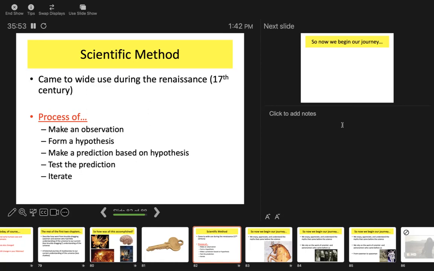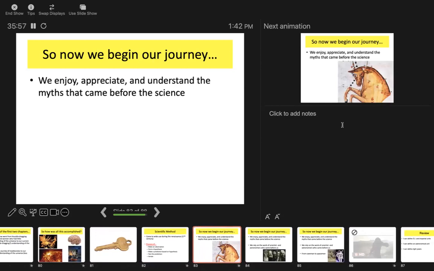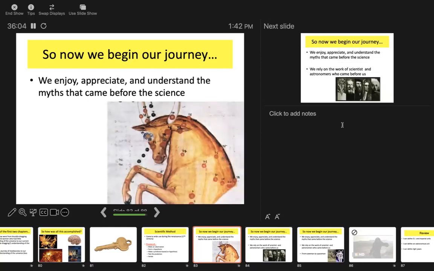Are we okay on the slide? Scientific method. All right, so let's start our journey. We enjoy and appreciate these stories. I mean, there are good stories, right? We understand the myths that came before the science, right? Anybody? Anybody? Got horns? Say again? That's maybe what it is in Spanish. We call it... Oh, this is Taurus. Taurus the bull.